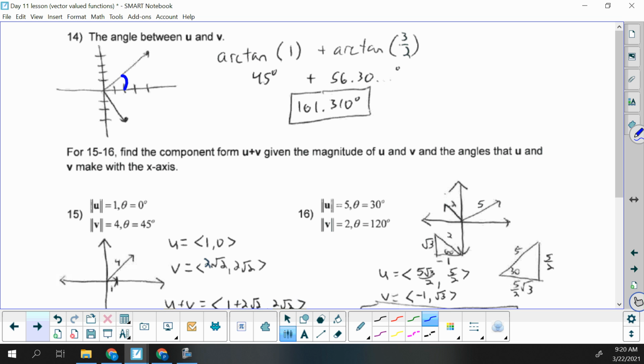Here you have arctan of 4 over 4, so that's the same as arctan of 1, which is 45 degrees. For this one here, you would have arctan of 3 over 2. Add them together, you get 101.310 degrees. So note, this is like the one place where we do degrees in calculus.